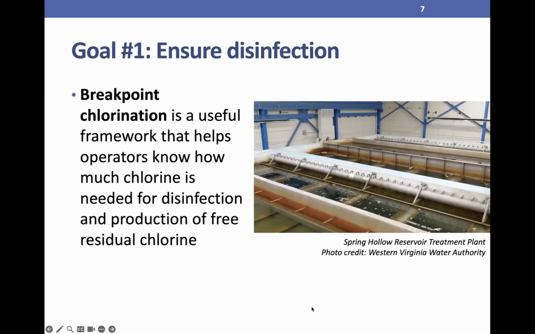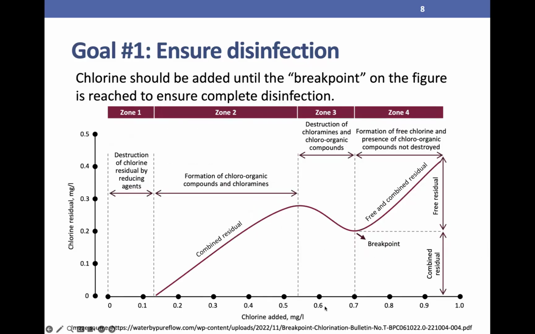The final concept we will cover related to ensuring disinfection is breakpoint chlorination. Breakpoint chlorination is a useful framework that helps operators know how much chlorine is needed for disinfection and production of free residual chlorine. To ensure complete disinfection, chlorine should be added until the breakpoint on the figure is reached. Let's walk step by step through this figure. On the x-axis, we have the amount of chlorine added during treatment, while on the y-axis, we have the amount of chlorine residual left after disinfection occurs.